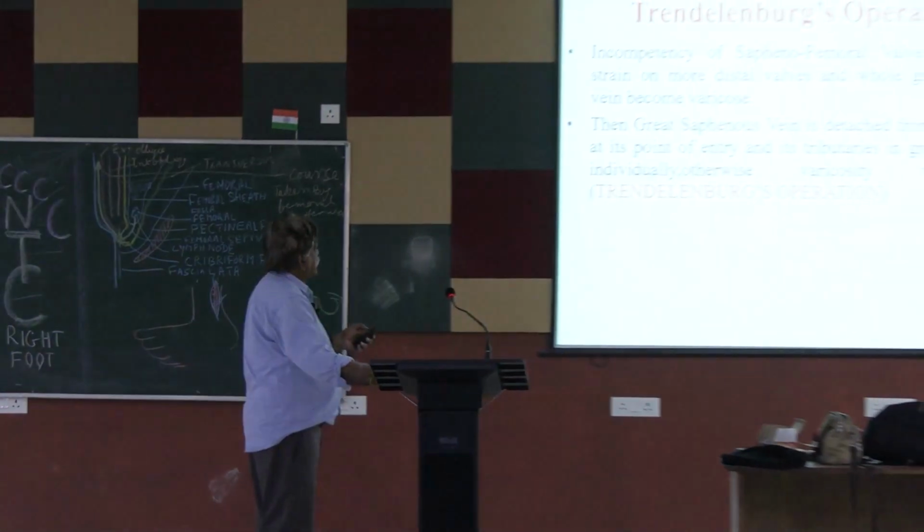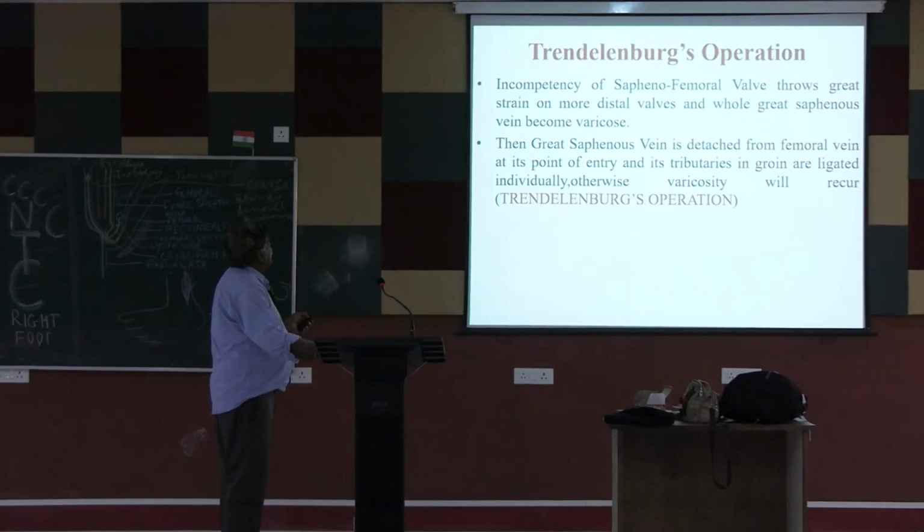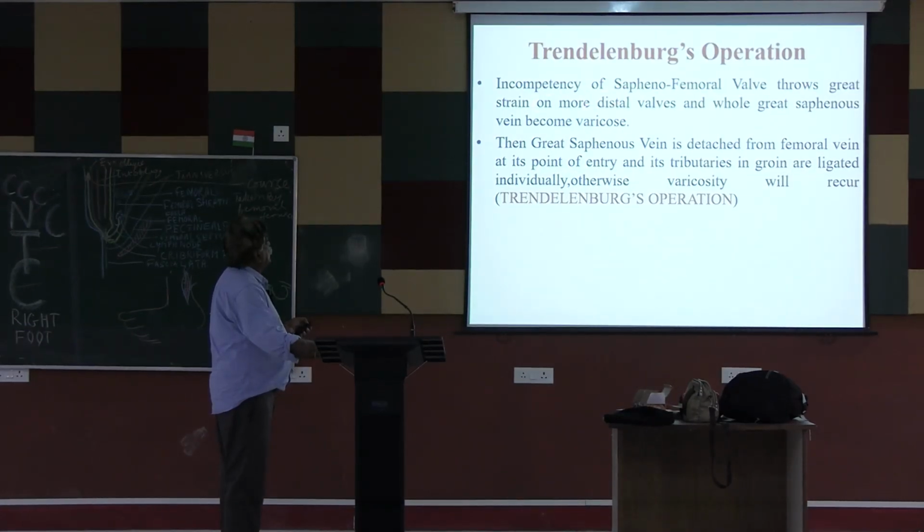Trendelenburg's operation. Incompetency of the saphenofemoral valve throws great strain on the more distal valves, and the whole great saphenous vein becomes varicose. The great saphenous vein is detached from the femoral vein at its point of entry, and its tributaries in the groin are ligated individually, otherwise varicosity will recur. This is Trendelenburg's operation.